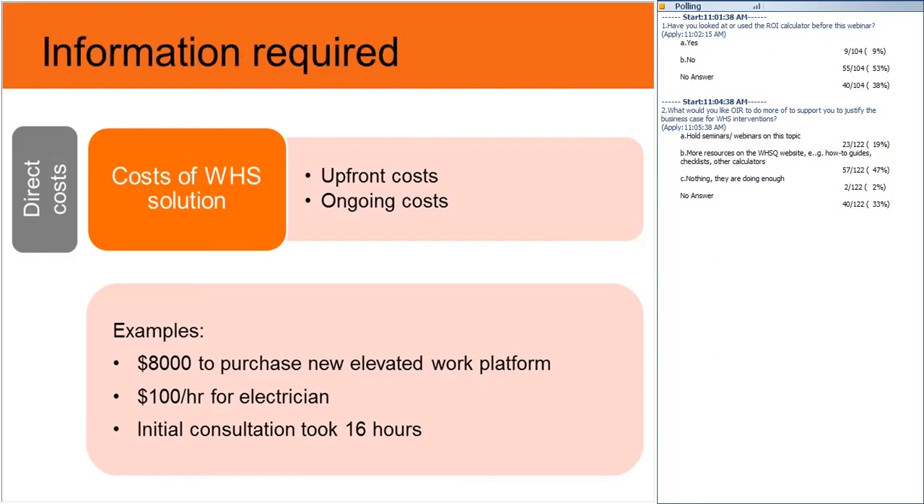So what information is actually required to enter into the ROI calculator? The direct costs involve the upfront investments, such as $8,000 for a new elevated work platform, as well as the time and wages spent for the health and safety manager to consult with workers, supervisors, and managers prior to implementing the control in your workplace, as well as any ongoing costs, such as, for example, paying a contractor $100 an hour for maintenance work.